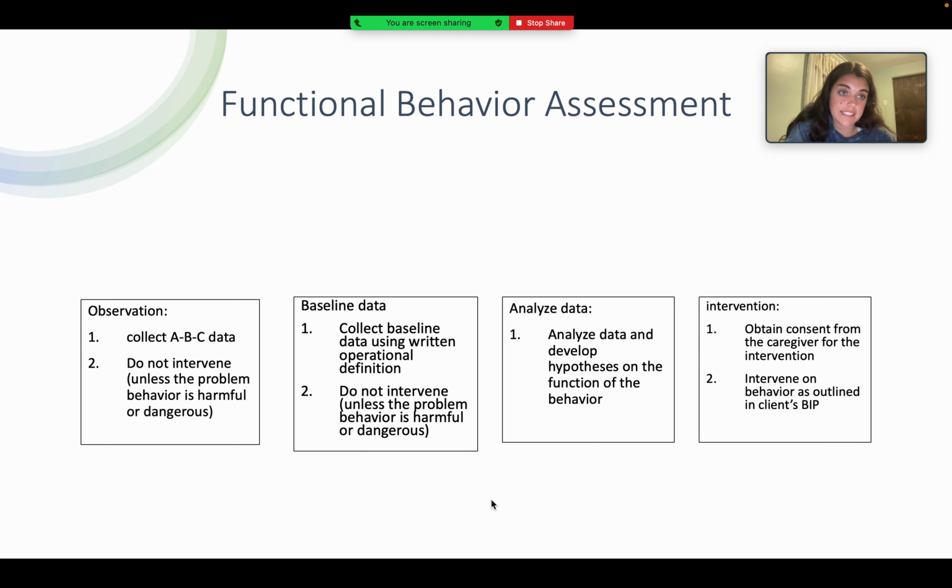And then I'm going to analyze that data, and I'm going to develop a hypothesis on the function of the behavior. And then the last step is an intervention. I'm going to obtain consent from the caregiver for the intervention that we have chosen. And once I start the intervention, I will intervene on the behavior as outlined in the client's BIP.